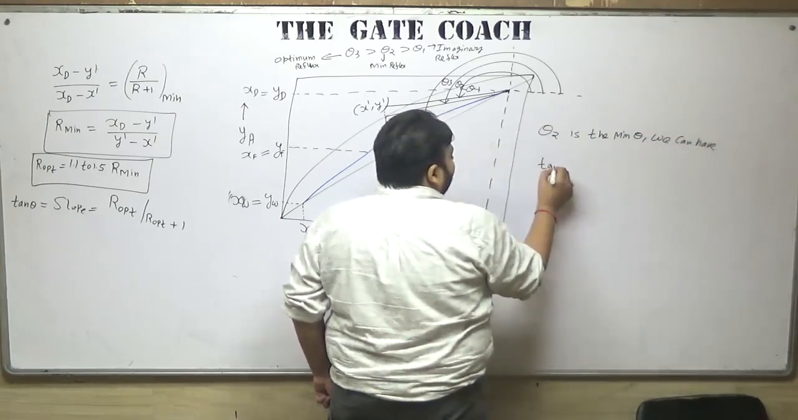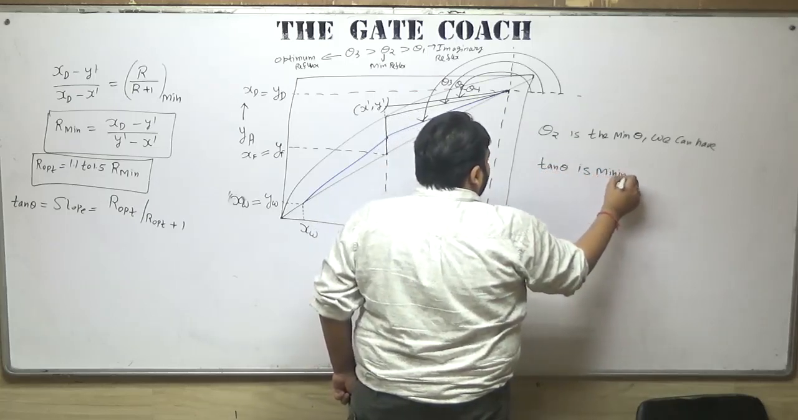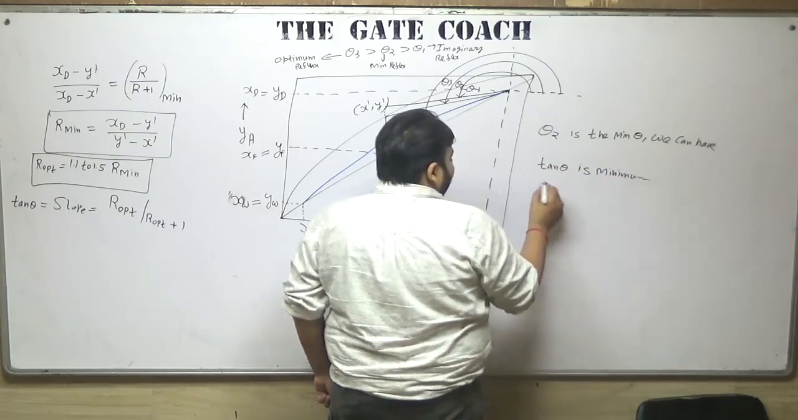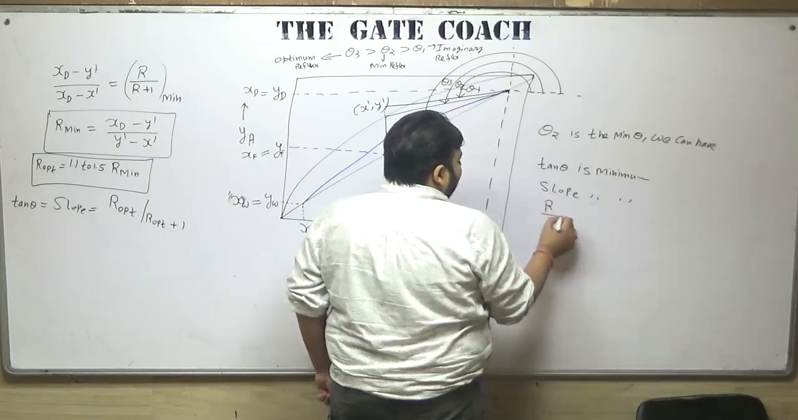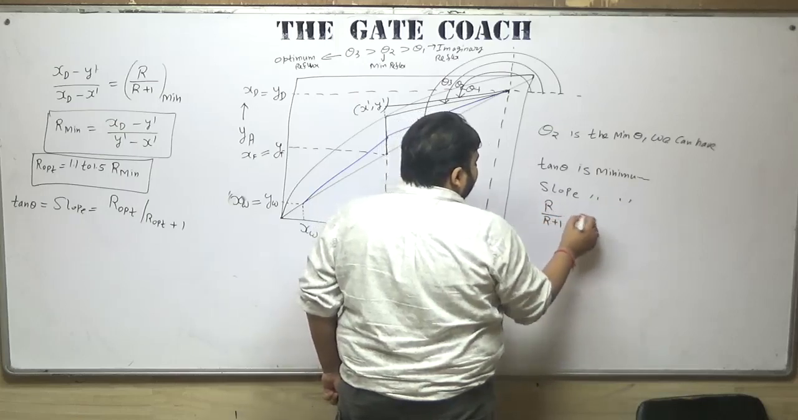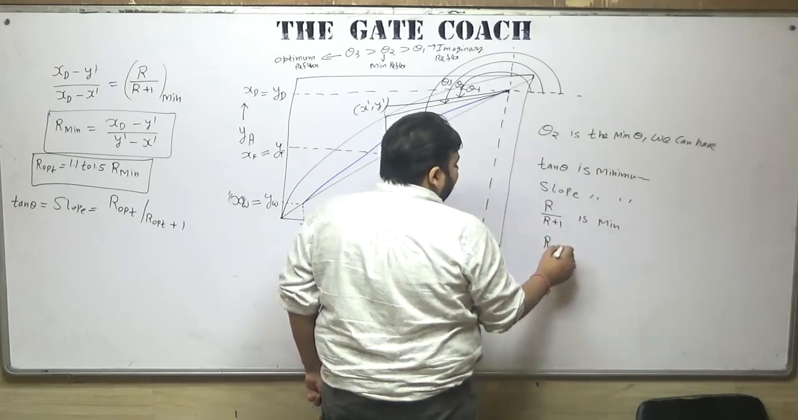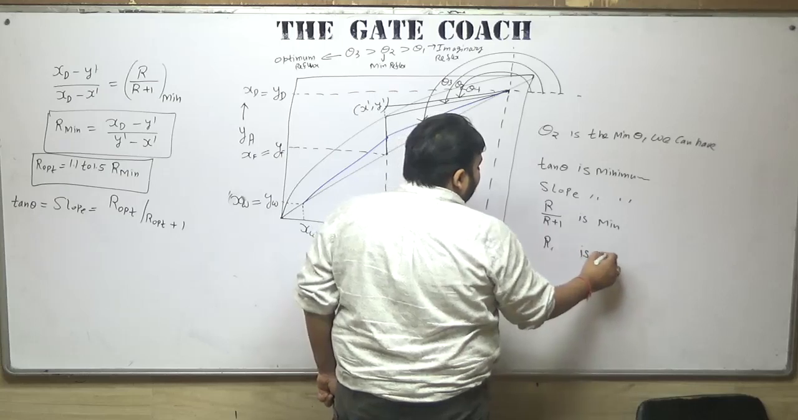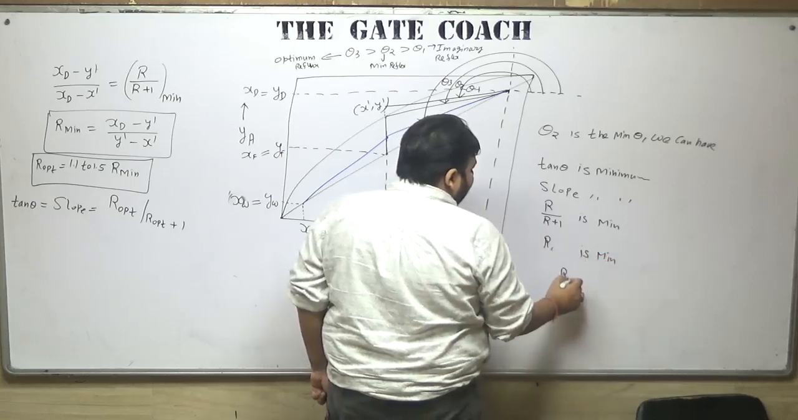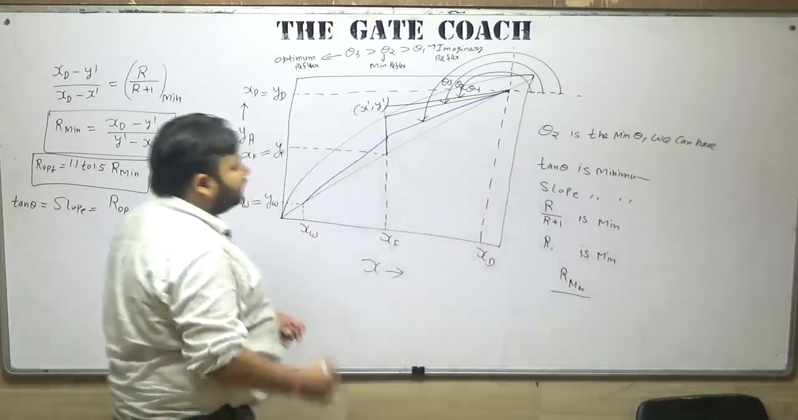So if theta is minimum, I can say tangent theta is minimum. If tangent theta is minimum, I can say slope is minimum. If slope is minimum, I can say R by R plus 1 is minimum. And if R by R plus 1 is minimum, I can say R is minimum. And that's why I denoted R min for that. So that is a mathematical explanation.